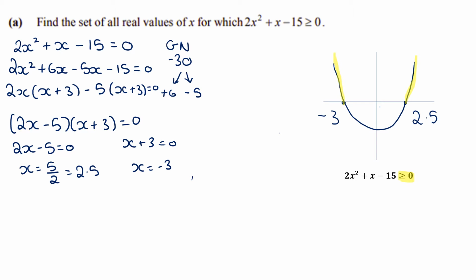So we're looking at these two pieces here. On my graph, that relates to this section and this section here. So in terms of my x's, the left hand side there is where x is less than or equal to minus 3, and here it's where x is greater than or equal to 2.5. Now we have two distinct parts on our graph, so we're going to have two distinct pieces in our answer.